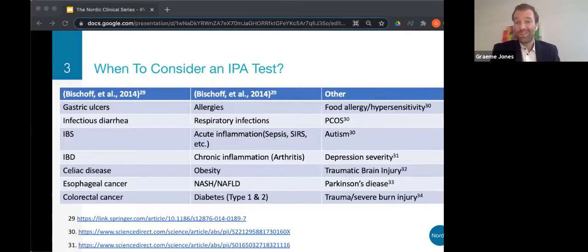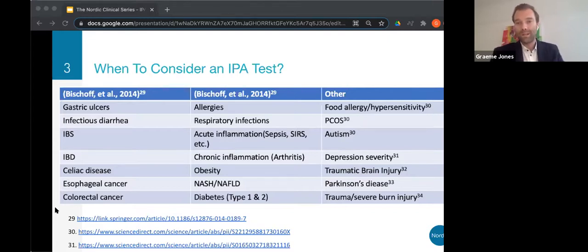So, when to consider an IPA test. Here is a summary of some of the research data. On the left-hand side is perhaps the most obvious column, because gastric ulcers and so on are all based in the gastrointestinal system. So it's not a surprise to consider an intestinal permeability and absorption test if someone has, for example, IBS or IBD.